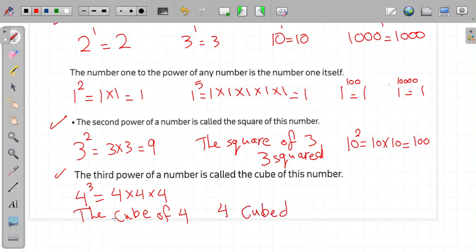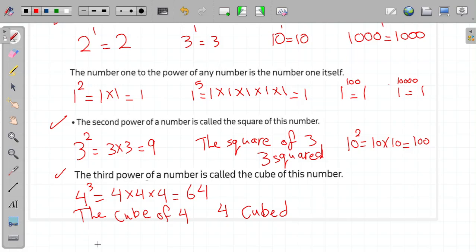Okay? So 4 to the third power equals 4 by 4 by 4. 4 by 4 equals 16, and 16 by 4 equals 64. So 4 cubed equals 64, or the cube of 4 equals 64.